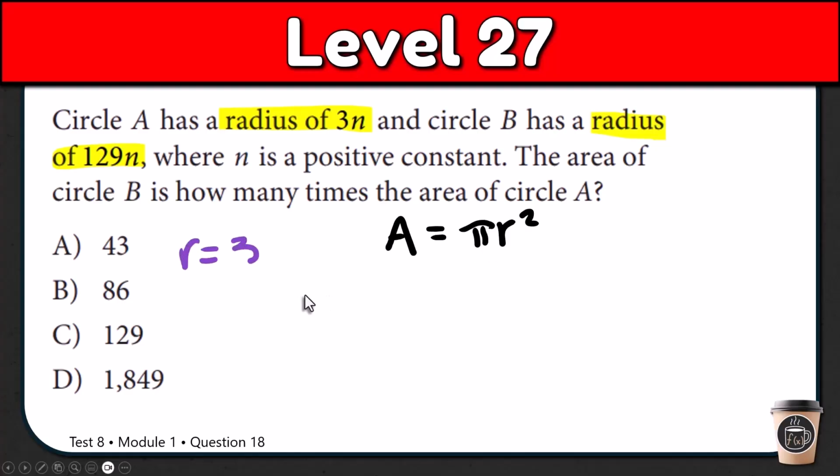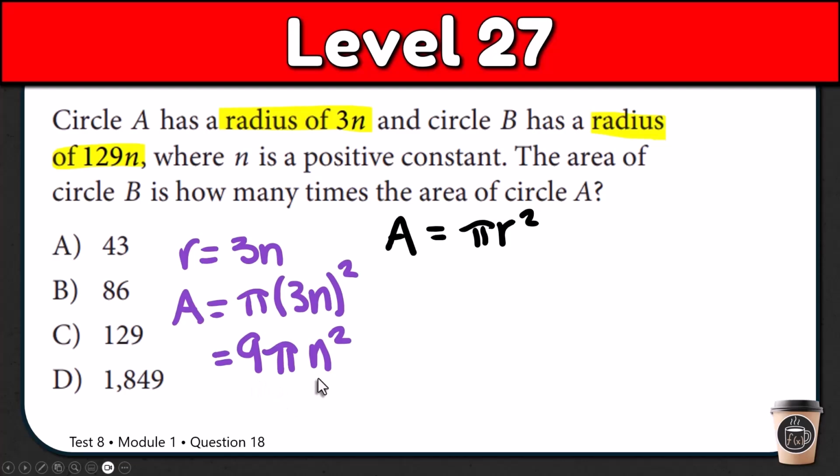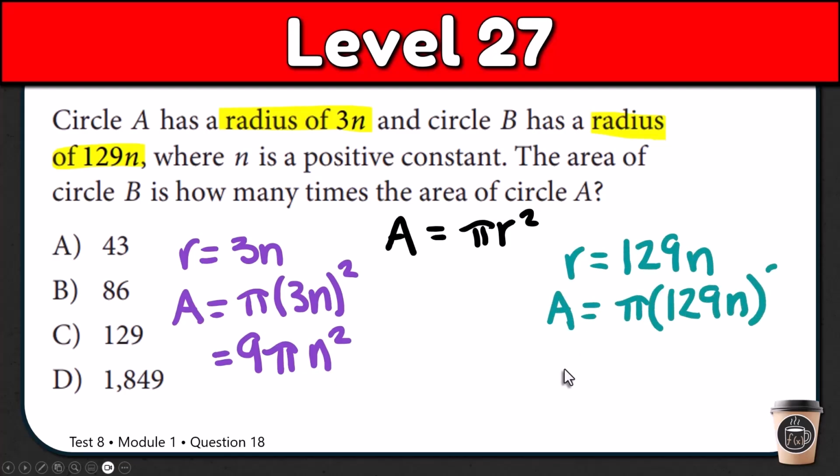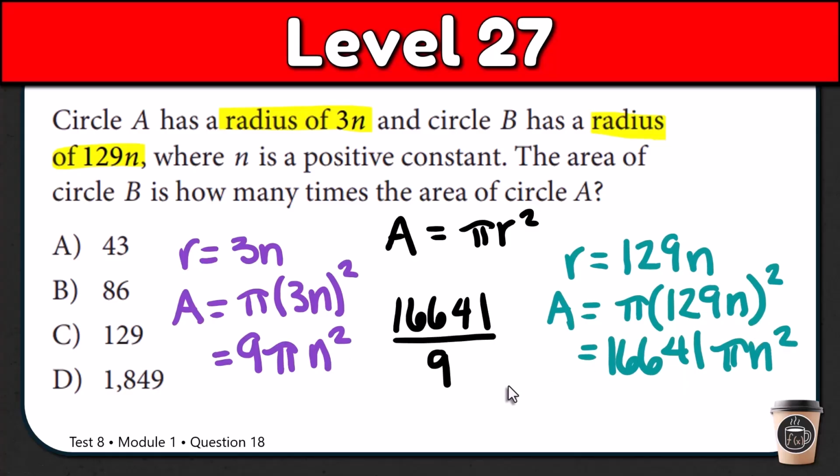So if I look at the first circle that has a radius of 3n, its area works out to be 9 pi n squared. And if you look at the bigger one that has a radius of 129n, its area is 16,641 pi n squared. The pi n squareds don't make the difference between these. It's the coefficients. So divide those numbers out, and you get the correct answer, which is 1849.